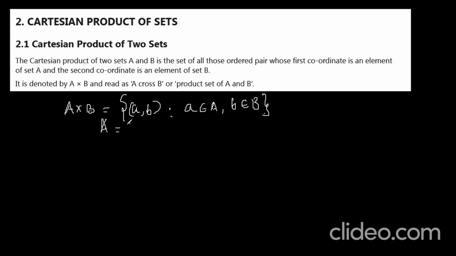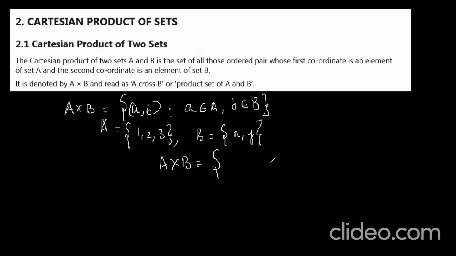Suppose A is equal to {1, 2, 3}, and similarly B is equal to {x, y}. Then A cross B is just all the ordered pairs: (1,x), (1,y), (2,x), (2,y), and so on. So this is nothing but our A cross B. Understand? Very good. Let us now observe the important properties.